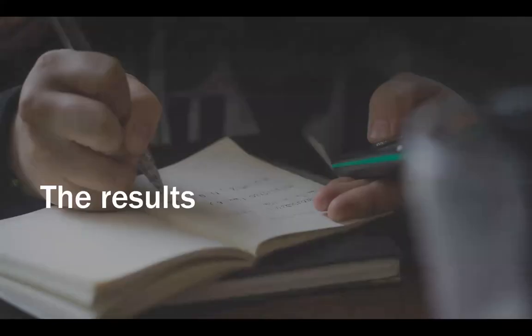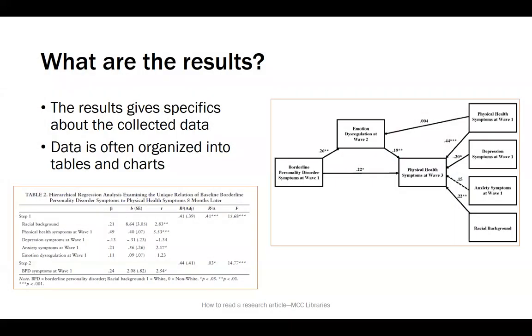Next, we're going to look at the results section. So what are the results? The results give specifics about the collected data. Data is often organized into tables and charts. When you're looking at a study, you should get to a section where you should have tables, graphs and charts that are going to give you information about the data.